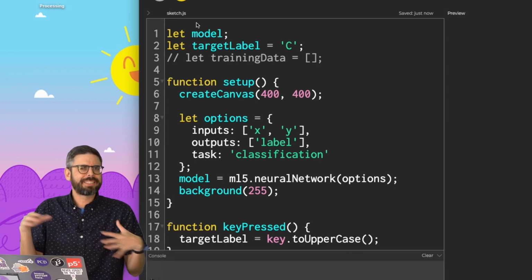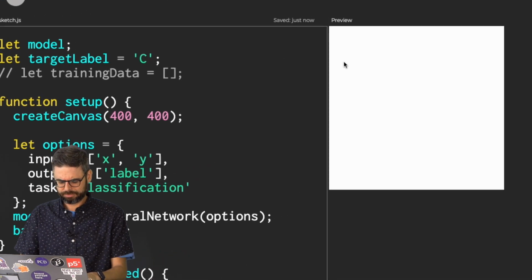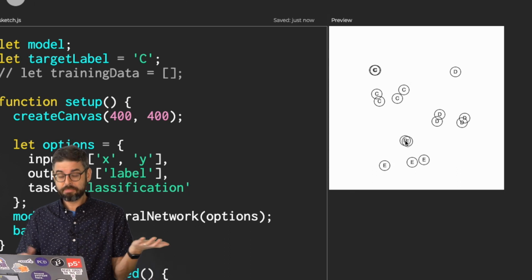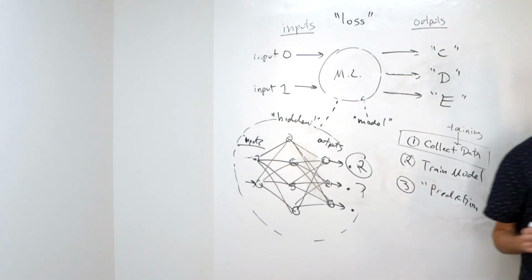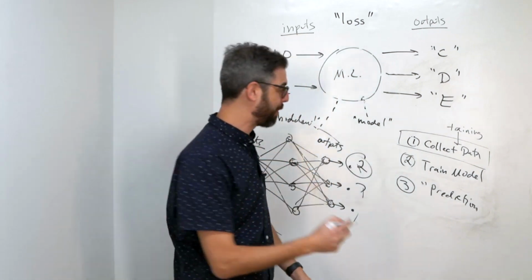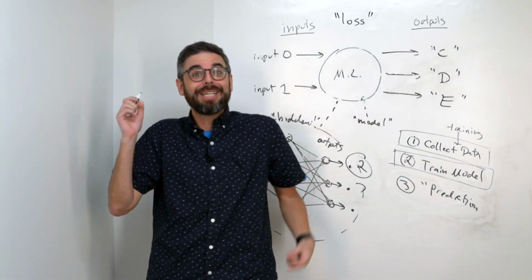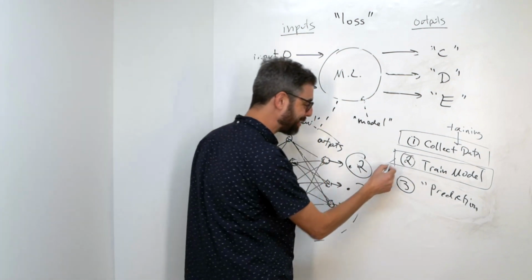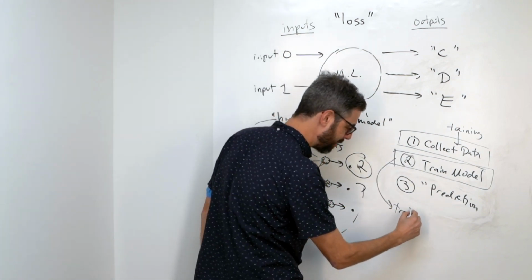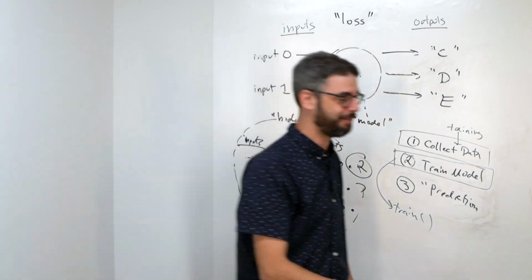Let me quickly test to see if I get any errors. C, D, E. No, seems to be working. Good. I am ready for the next step, training the model. This is a really easy one for us because the ML5 neural network class has a function called train. So I can just call that train function.